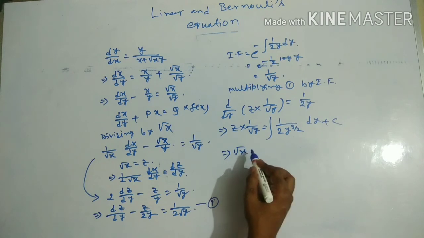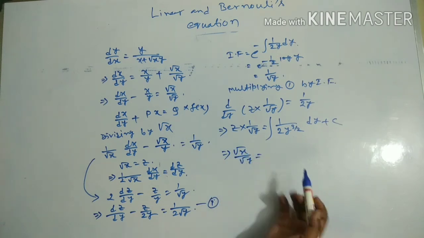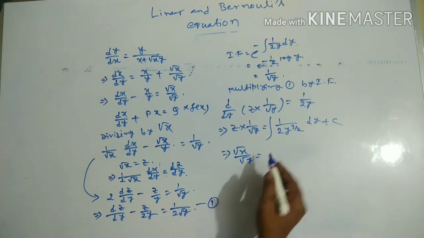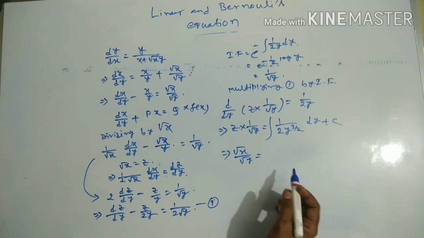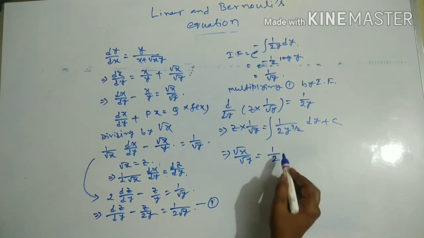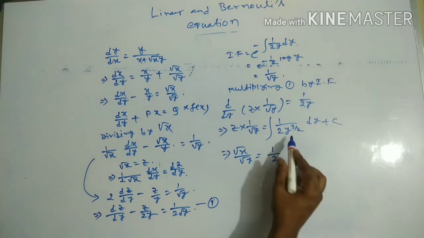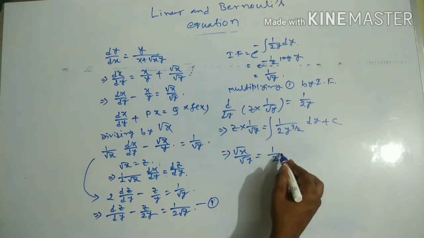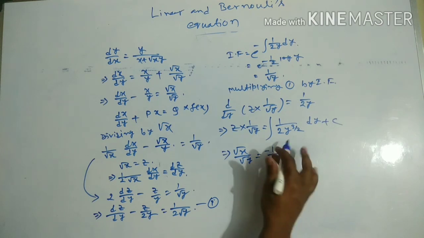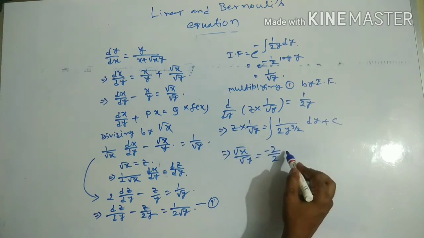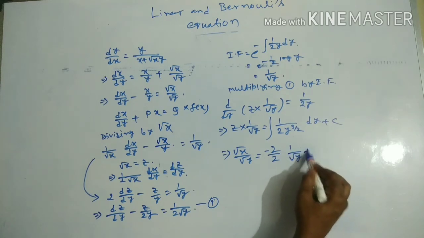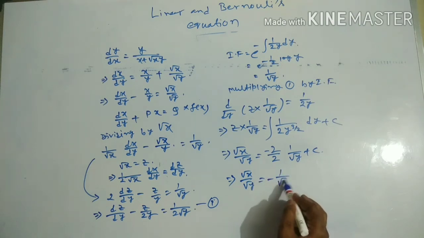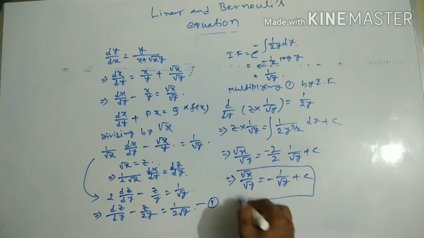I am putting this value, root x by root y, equal to the integration of 1/(2y^(3/2)). So this will be 1/2 times y to the power minus 3/2 plus 1, that is minus half. So this will be minus 2, that is minus 1/root y, plus c. So the general solution is root x by root y equal to minus 1/root y plus c. So this is the general solution.